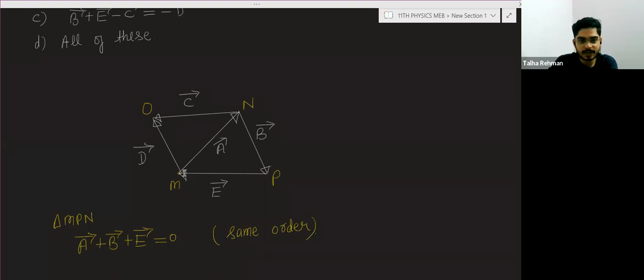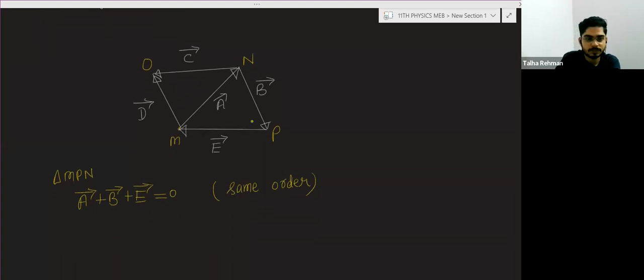Now see this triangle MNO. See this A vector, this is in this direction, this is in this direction. So I can write this A vector plus C vector is equal to D vector. See this triangle. This vector and this vector are in the same order, but this vector is in the opposite order. So this triangle is completed. So you can write D vector is equal to A vector plus C vector.